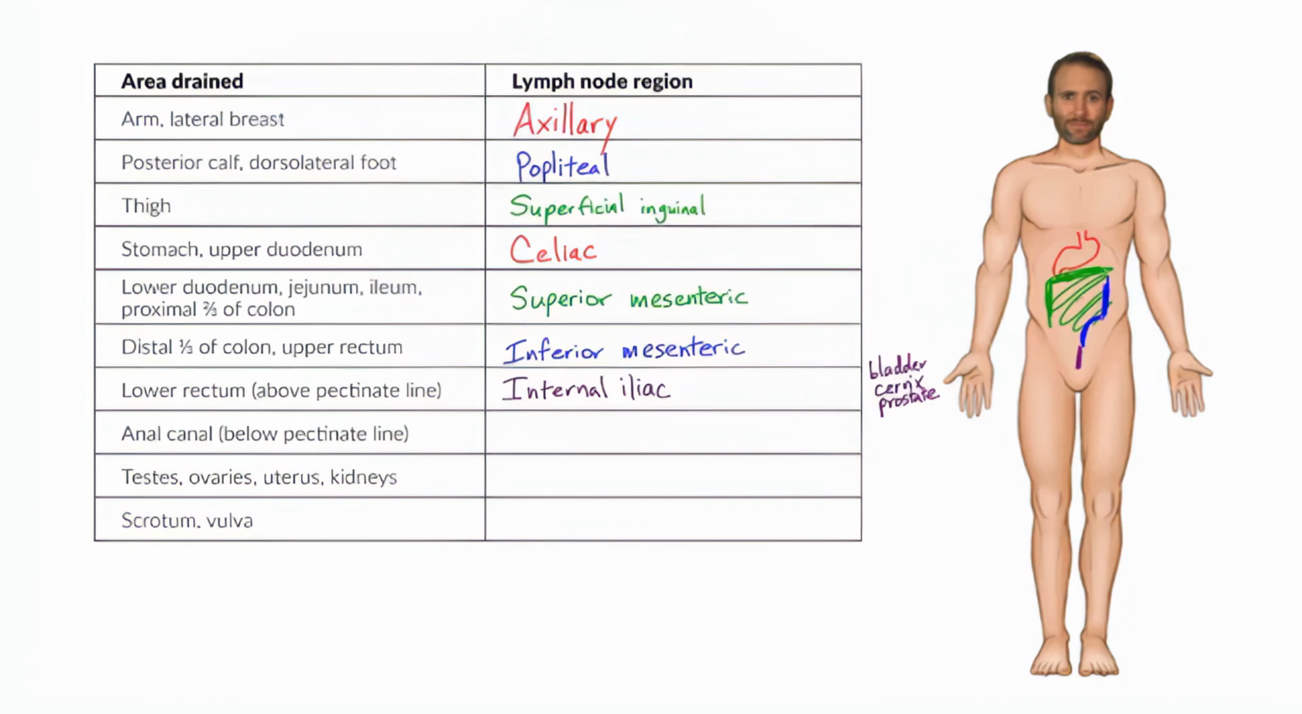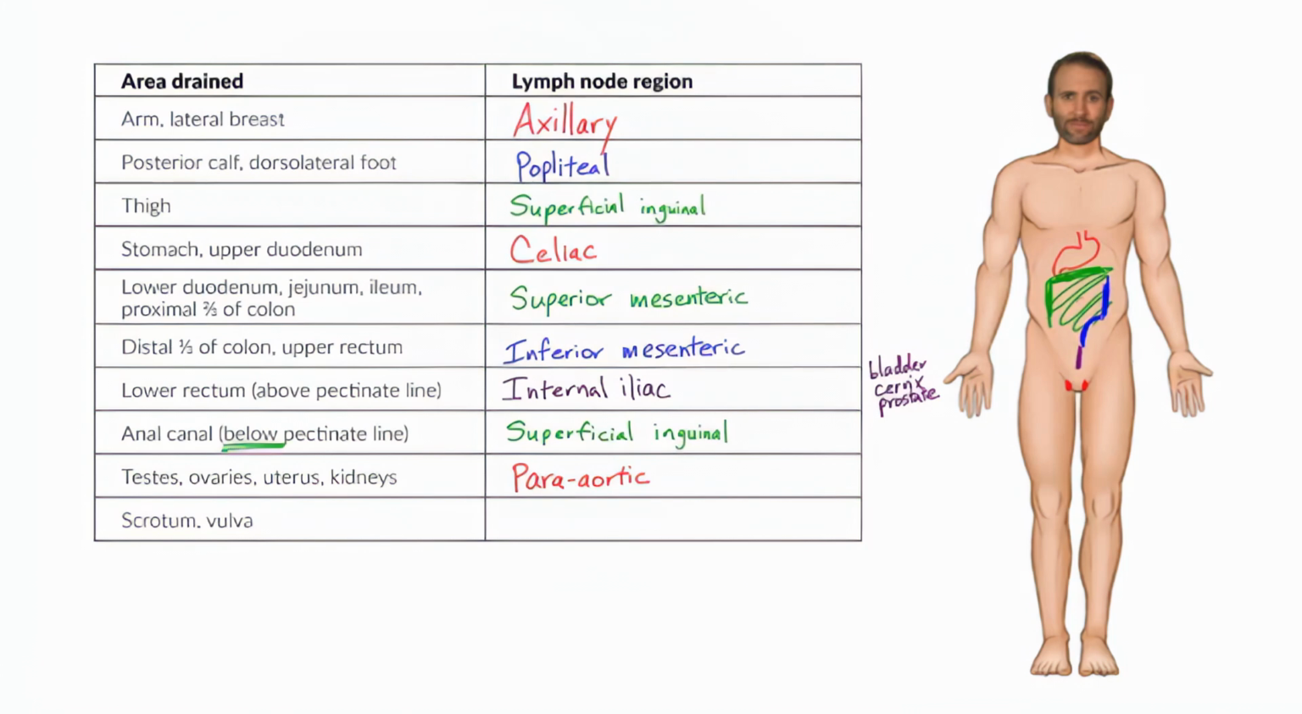Below the pectinate line, there's a transition to squamous epithelium, ectodermal tissue, and this region below the pectinate line drains to the superficial inguinal nodes. So everything that's superficial to the perineum is going to go to the superficial inguinal lymph nodes. But the testes are going to drain to the para-aortic lymph nodes. Make sure you know that distinction.